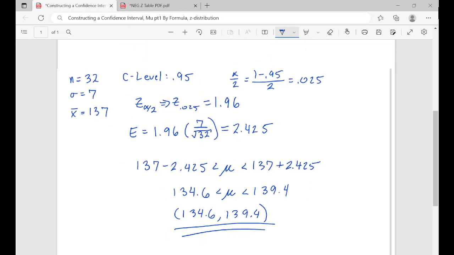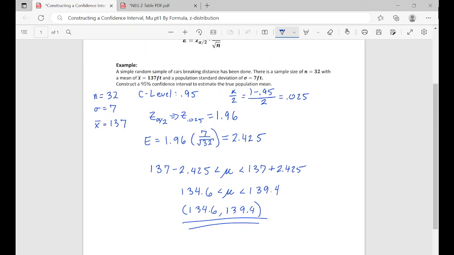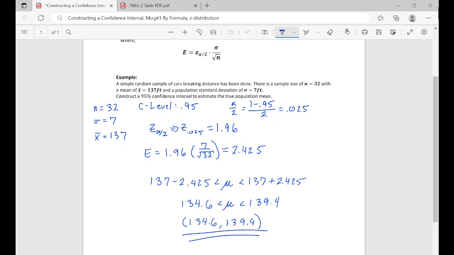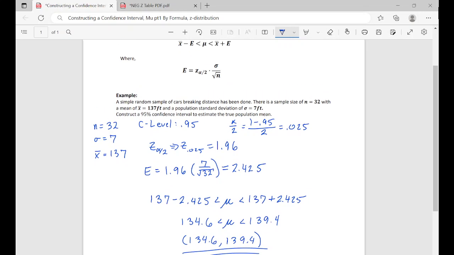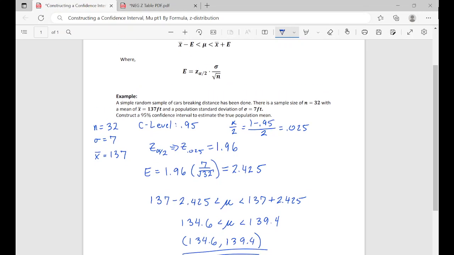So we are 95% confident that the true population mean is between 134.6 and 139.4 feet.